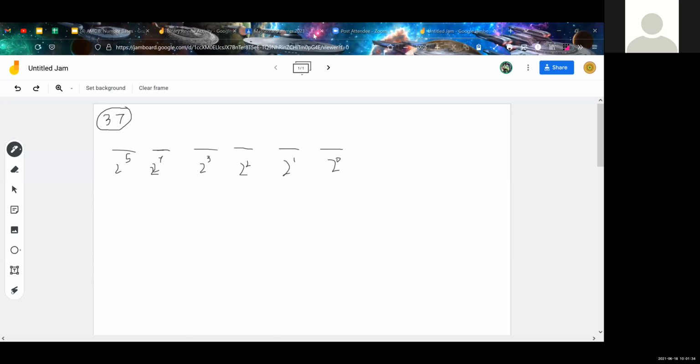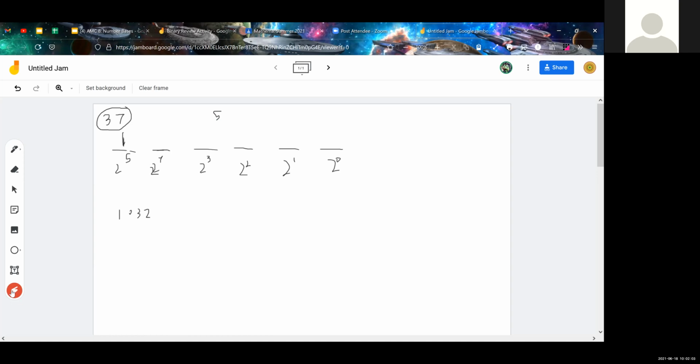So we have 1 of 2 to the 5th. So far, we have 1 times 32, correct? Do you understand so far? Yeah. And so what do we have left over? If we do 37 minus 32, what do we have left over? 5. 5, right? So now we have 5. So what's the largest power of 2 that fits into 5? 2. Yeah, 2 squared, right?